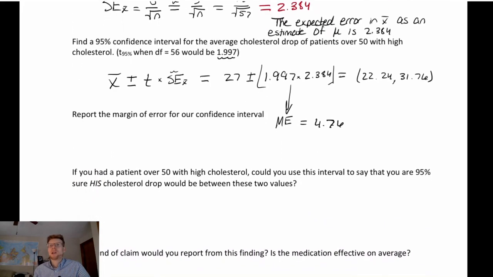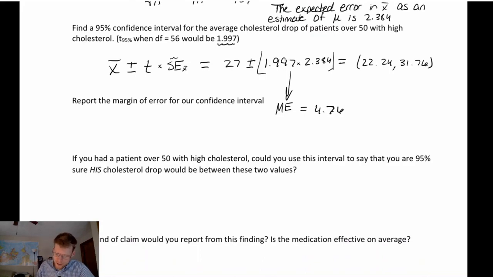If we had a patient over 50 with high cholesterol, could you use this interval to say that you are 95% sure his cholesterol drop would be between these two values? This is a great question for you to think about first. Based on everything that we've talked about with confidence intervals, is this an appropriate interpretation of a confidence interval, yes or no? So the answer here is no.